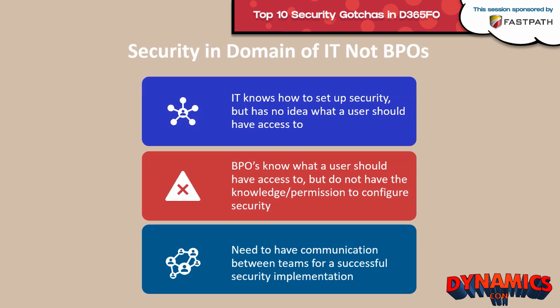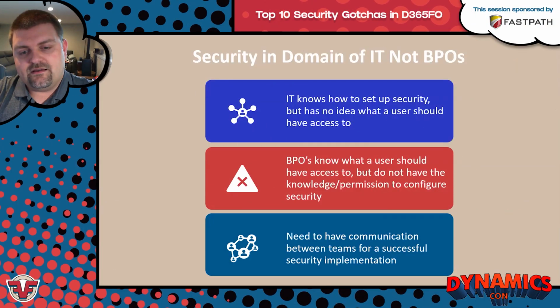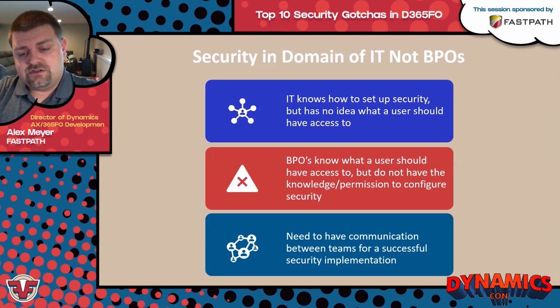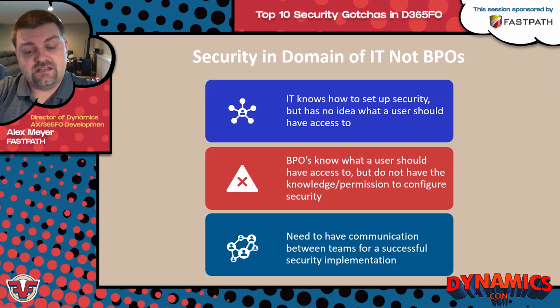Now, they probably have the necessary access to go in and actually set up security, whether that's from the AOT or the user interface. They probably have the necessary permissions and rights to actually go in and do that, but they don't really know what any user should have access to in the system. And so that's where your business process owners or managers come into play, in that they know what a user should have access to within the system, but they don't really have the knowledge or the permissions within the environment to actually go in and configure security.